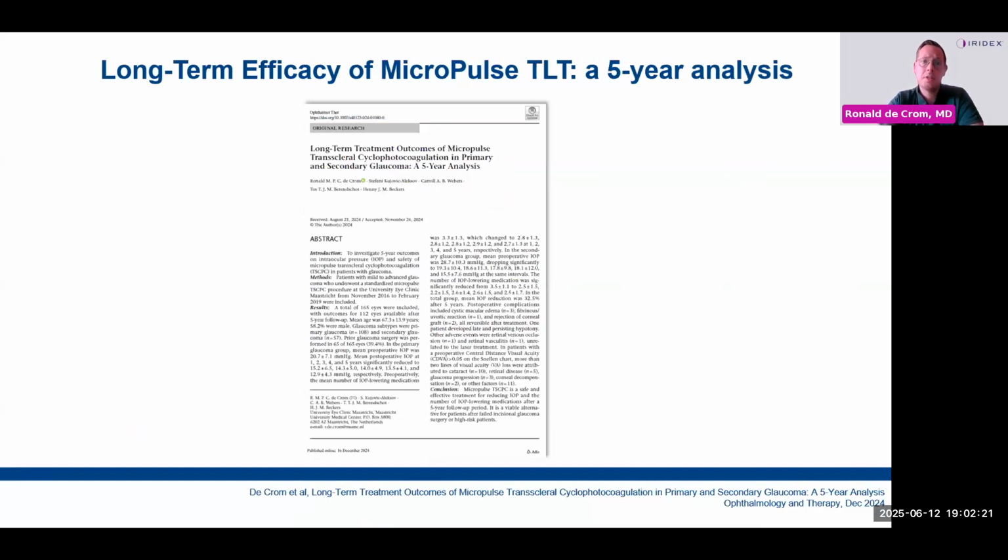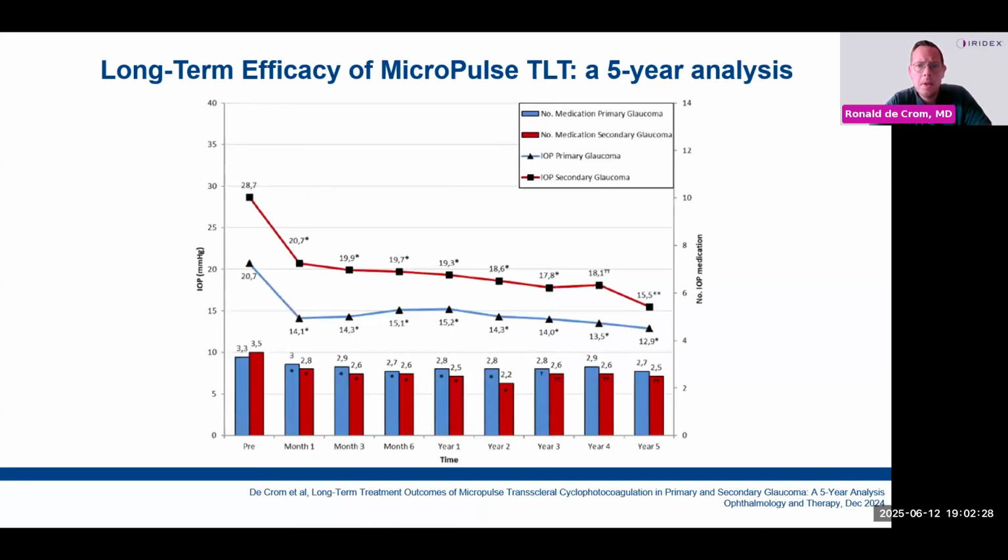We investigated the outcomes of 165 eyes, both eyes with primary and secondary glaucoma. In this slide, you can see that both the primary glaucoma patients in blue and the secondary glaucoma patients in red, during the 5 years of follow-up, on both the IOP level and the medication level, we found a significant lowering of both intraocular pressure and medication after 5 years.